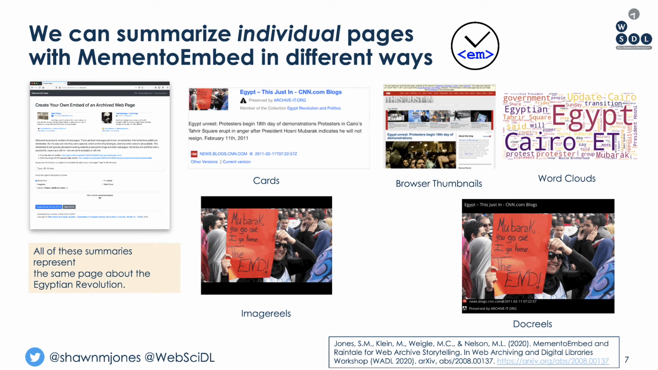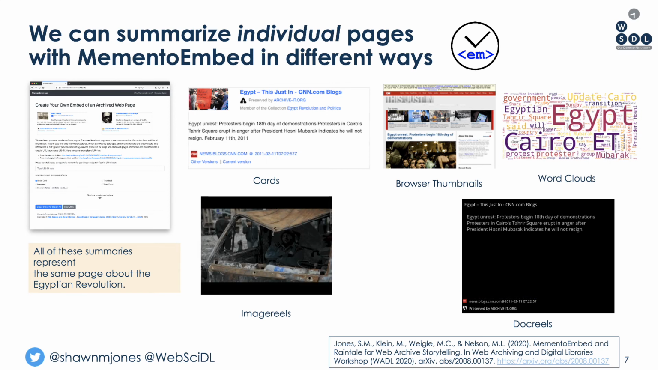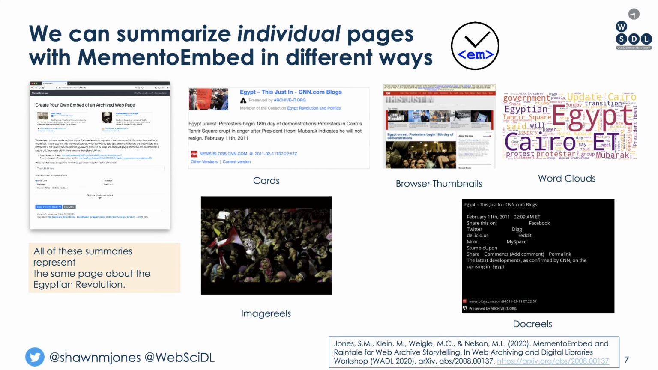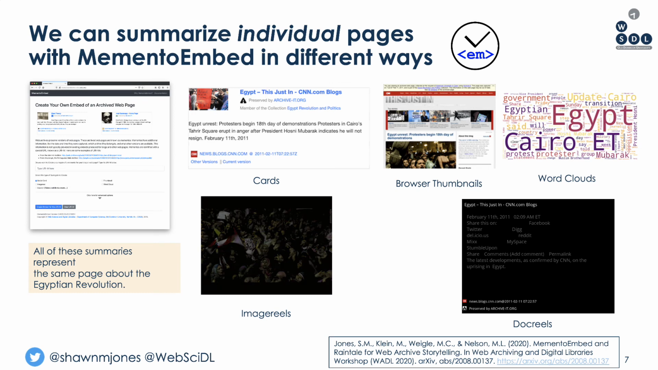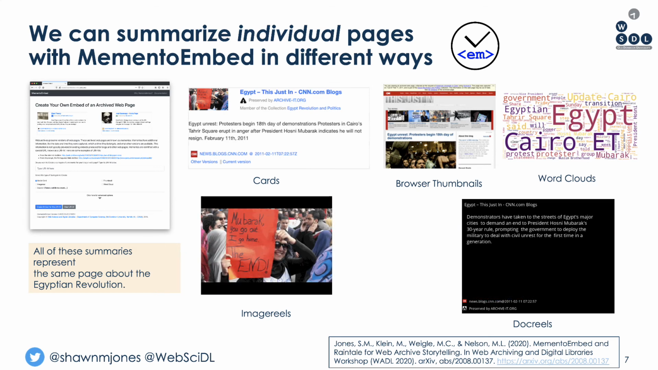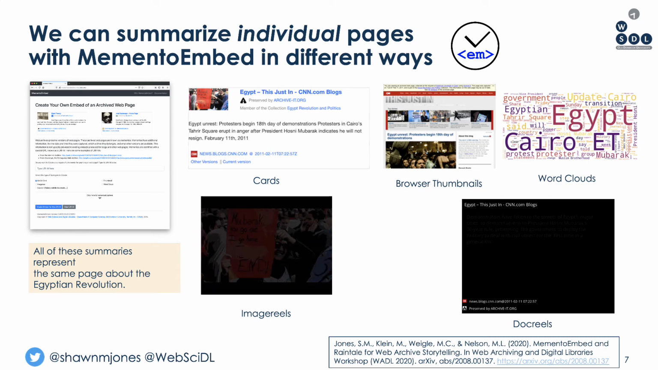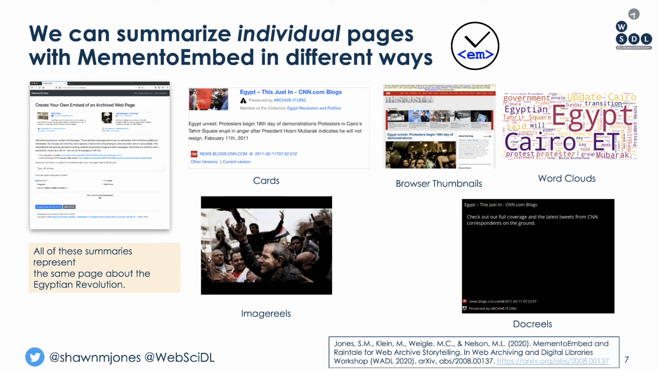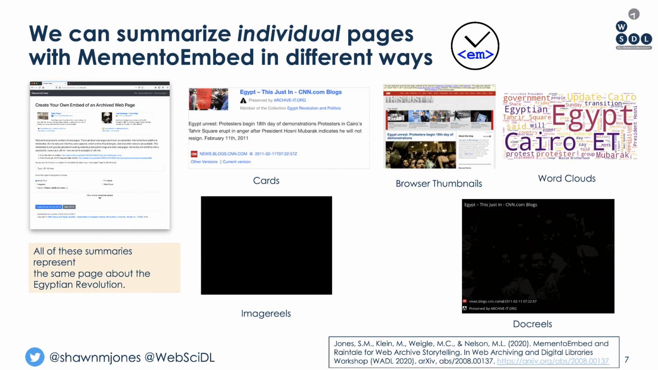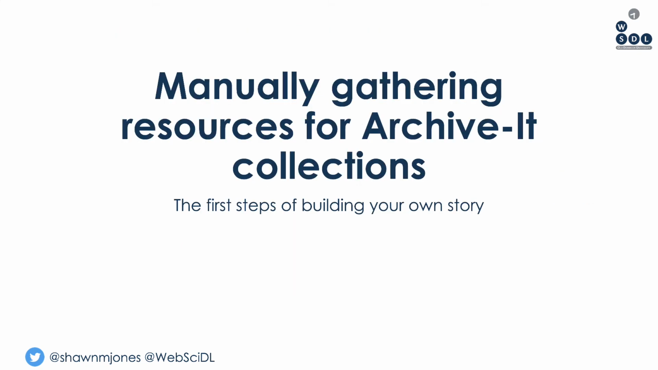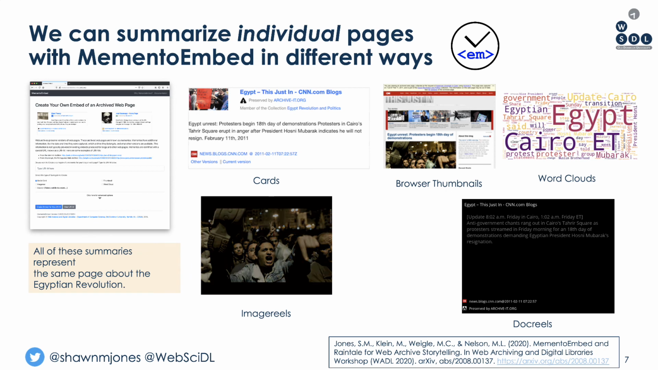And we can summarize individual pages with MementoEmbed. Raintale calls MementoEmbed in order to do this trick, this magic. And you see all of these summaries represent the same page about the Egyptian Revolution. But with MementoEmbed, we can produce cards or browser thumbnails or word clouds or image reels, like we see with these folks in the middle who are protesting. This woman has this sign that says, Mubarak, you go out, I go home. What this has done is it's pulled in the top 5 images and it's cycling through them as an animated GIF. And we're also experimenting with this other thing called a doc reel, which combines the images and text together in a video that you could conceivably post to Twitter or YouTube.